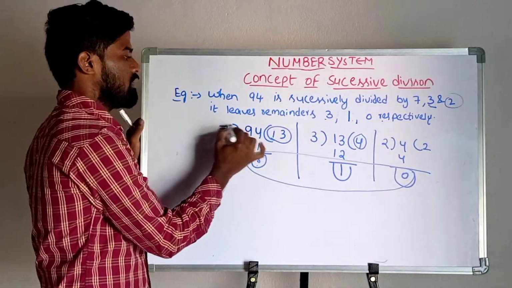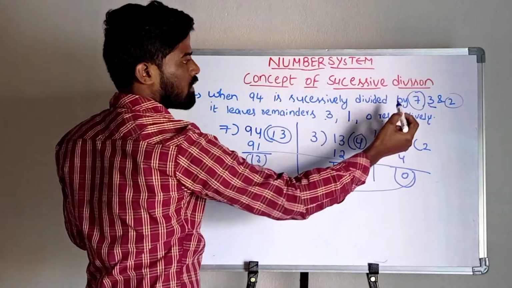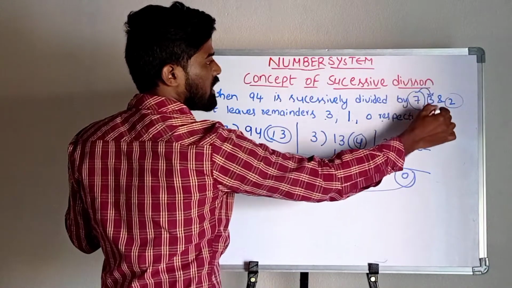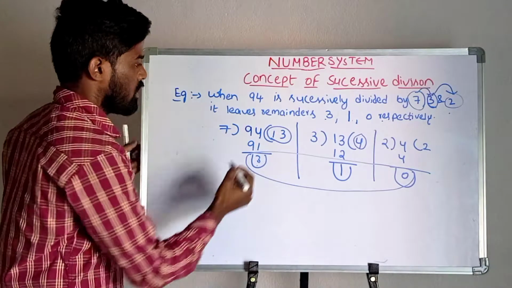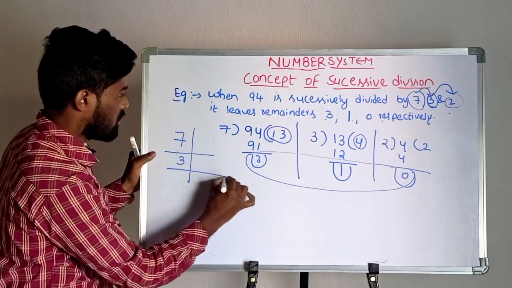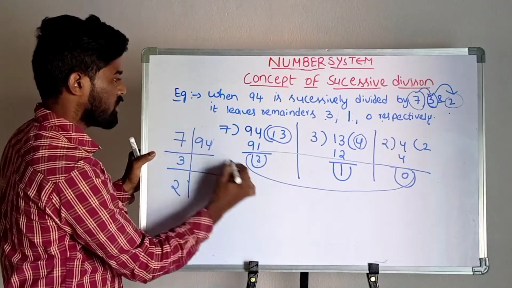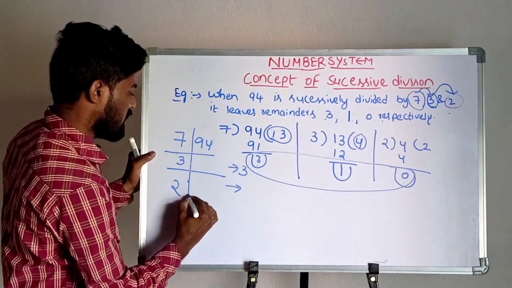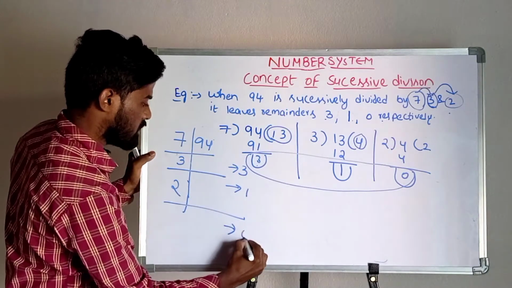That means we first divide the given number with this number, and whatever quotient we get, we again divide with this number, and whatever quotient we get by dividing this number, we again divide with this number. This can be written as: when 94 is divided by 7, the remainder is 3. Here the remainder is 1. Here the remainder is 0.